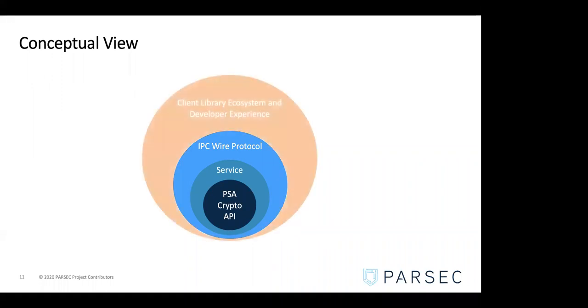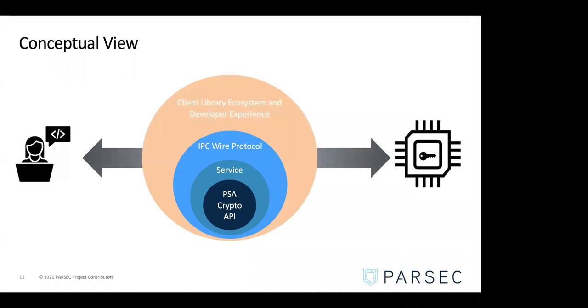The final piece is an ecosystem of client libraries in popular programming languages, and these are designed to create a developer-friendly experience, putting the crypto services directly to the fingertips of application developers. And this is what Parsec really is conceptually, this onion skin set of layers decoupling the workload from the platform.